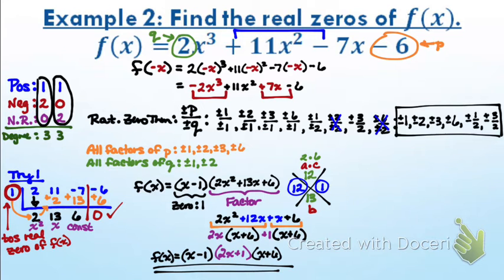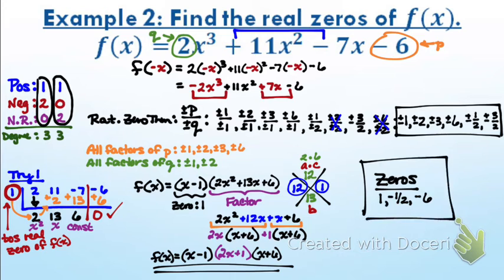And so now I can write down my zeros. What are the zeros for this function? 1, negative 1/2, and negative 6. Were those negative zeros on the list that we came up with? Yes, they were.